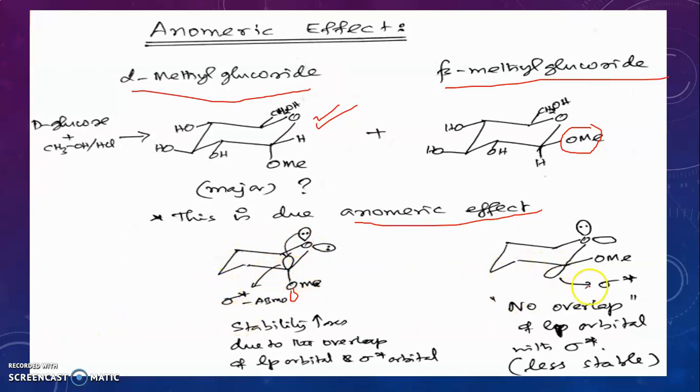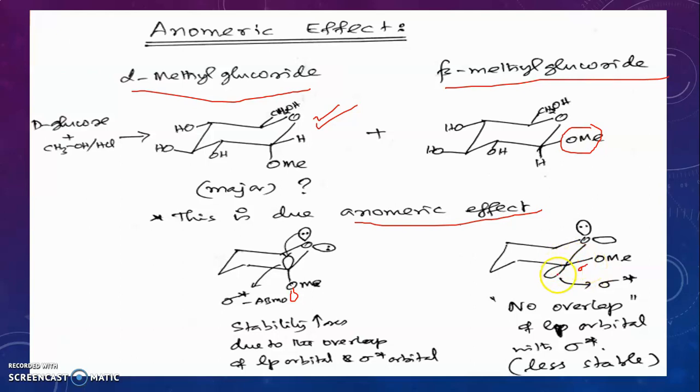Whereas if you take the equatorial conformer, this is the sigma bond of the carbon-oxygen bond. This is the sigma bond, and this is the sigma star orbital, which is just behind it. Now, the lone pair orbital of oxygen and the sigma star orbital are not in close proximity. They are far away. So no overlap occurs between the lone pair orbital and the sigma star orbital of the carbon-oxygen bond.